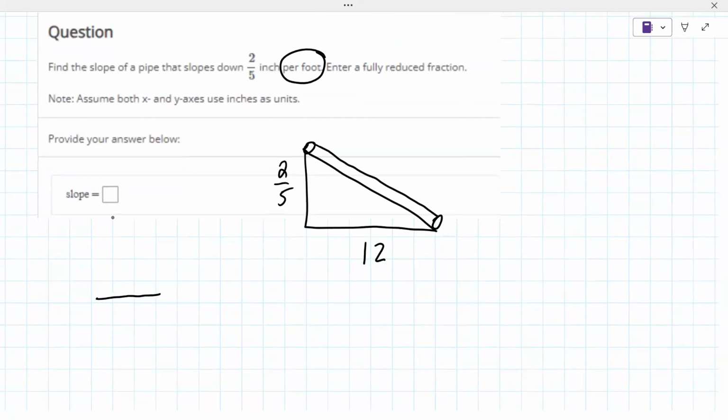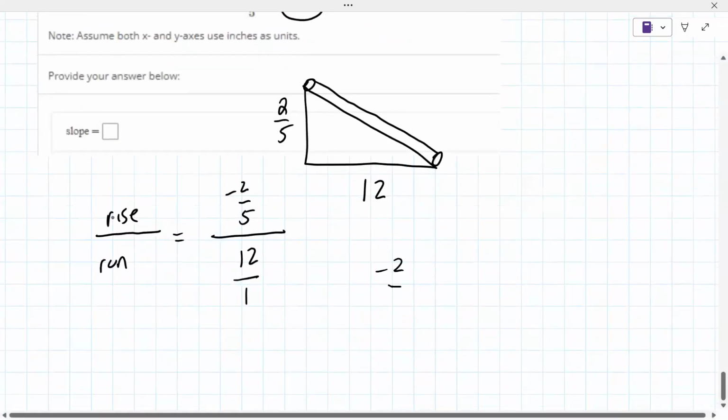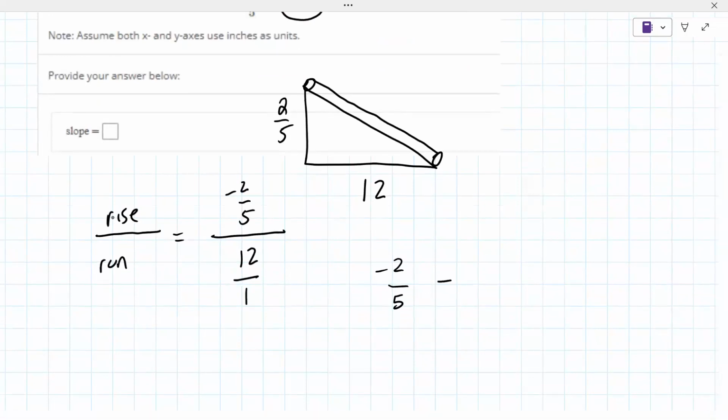The slope is the rise over the run. When it's 2/5 down, is that positive or negative? Negative. -2/5 divided by 12, which is really 12 over 1. So we wrote this as -2/5 divided by 12 over 1.